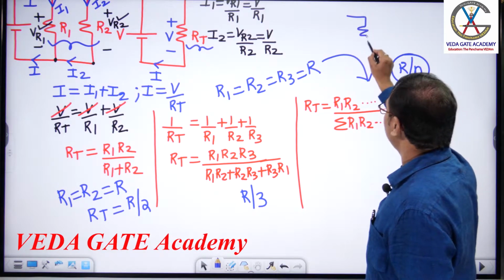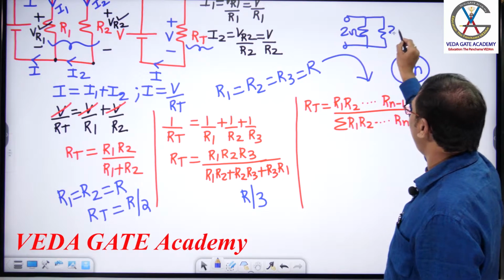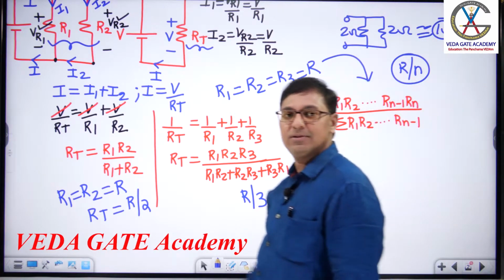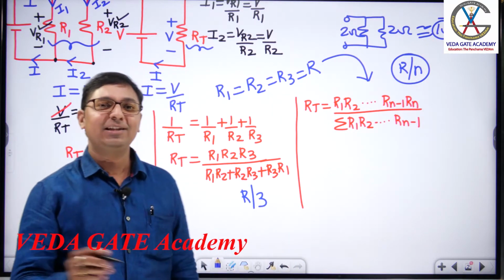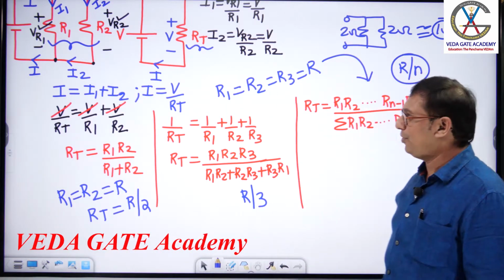Suppose in future if I see 2 ohm, 2 ohm connected in parallel, what is the equivalent, sir? Fast please. How much? It is 1 ohm. 3, 3, 3 connected in parallel. 3 resistors of 3 ohm connected in parallel. Equivalent is 1 ohm. Hope you got the point.